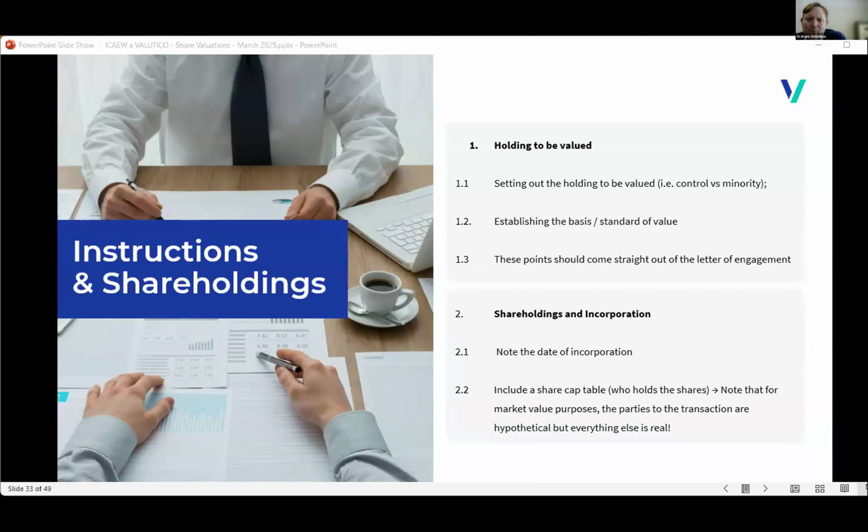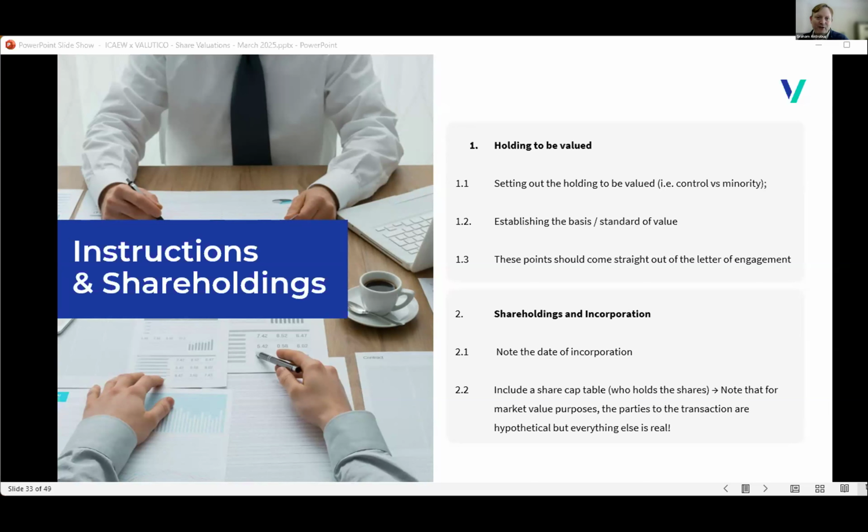And at the same time, we establish the basis or standard of value. So are we looking at market value? Is it fair value? Is it investment value? Ensuring clarity on whether we are valuing under whichever standard we've picked. All of these points are going to align directly with our letter of engagement, and they'll ensure consistency between the agreed scope and the valuation approach.